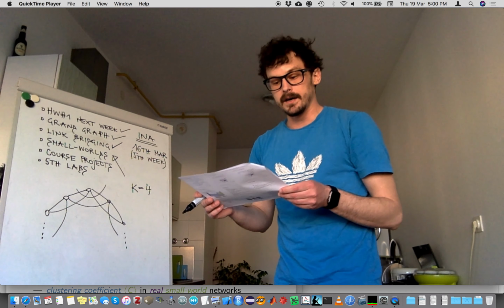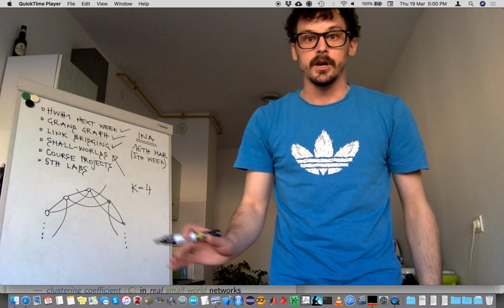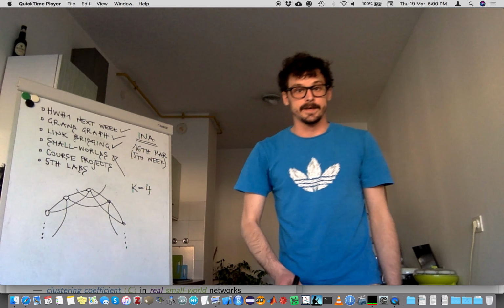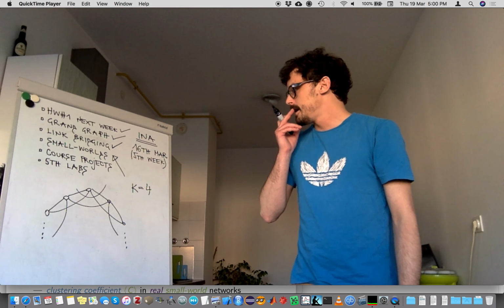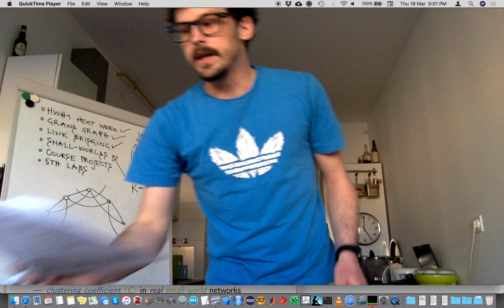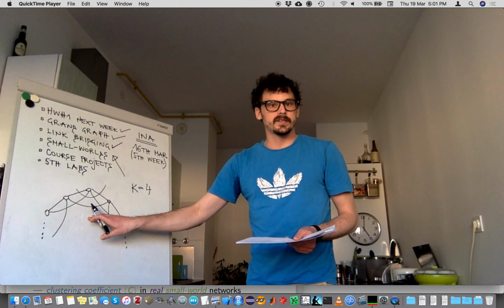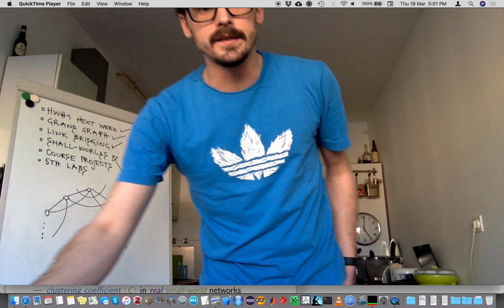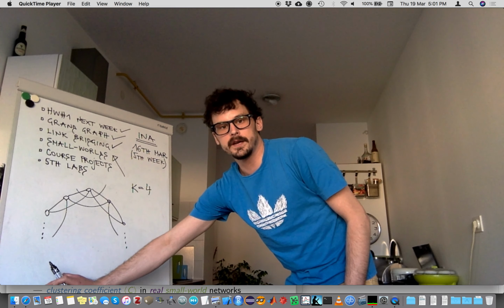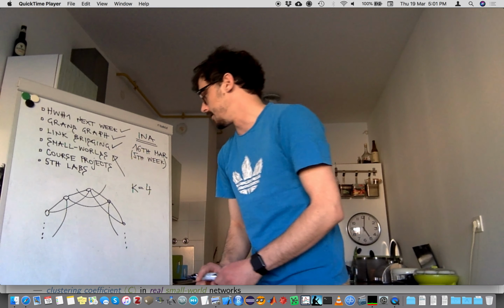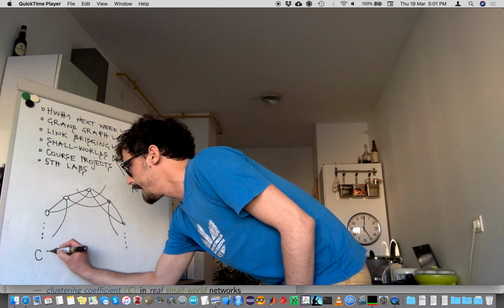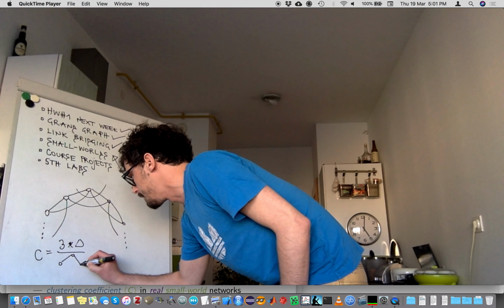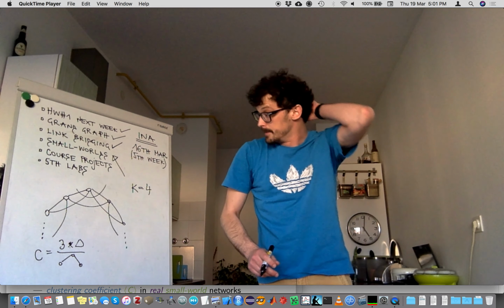At this point, the distances are relatively long, but the clustering coefficient is high because each link that I draw basically creates a triangle. On the slide, there is a formula to compute the clustering coefficient of this ring lattice, and the formula is derived as follows. So remember, the network clustering coefficient is defined as 3 times the number of triangles divided by the number of connected triplets.